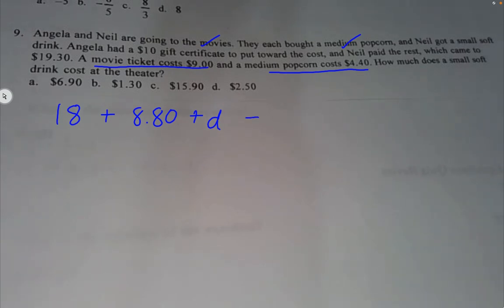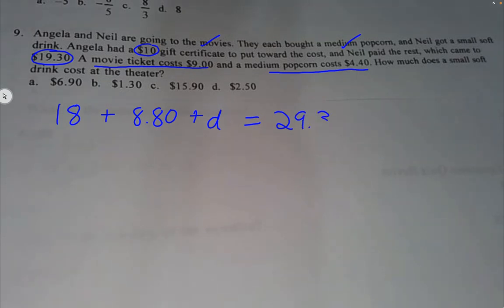And now the hard part on this one is remembering the total. It said his total is $19.30, but they applied a $10 gift card to that, right? So what is that really? What is that total? It's not $19.30, it's 10 more than that. What's 19 plus 10? 20. Yeah, it's going to be $29.30.